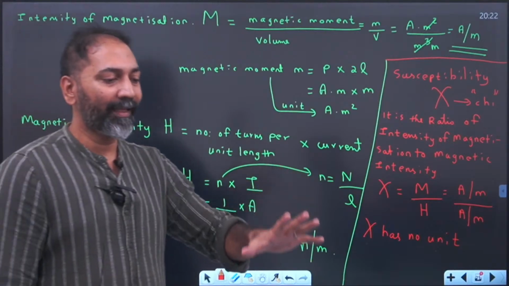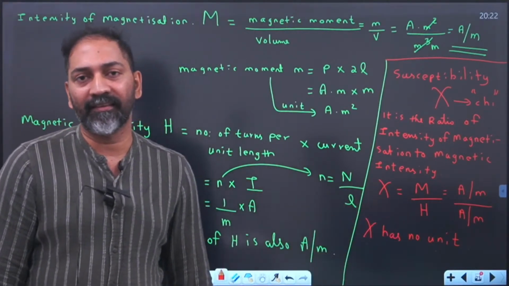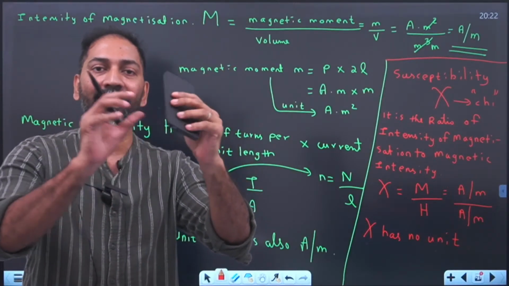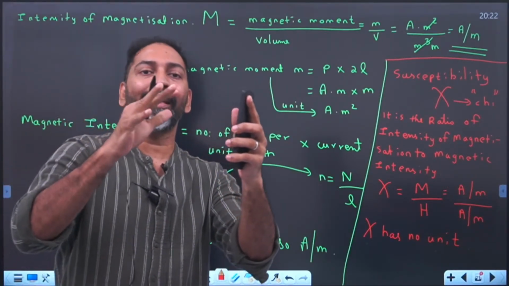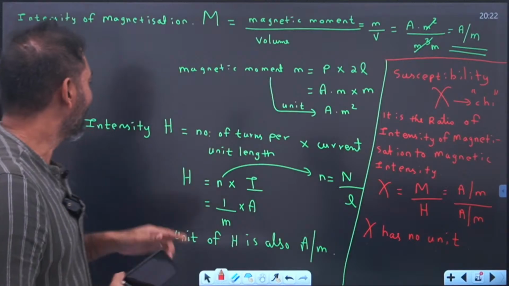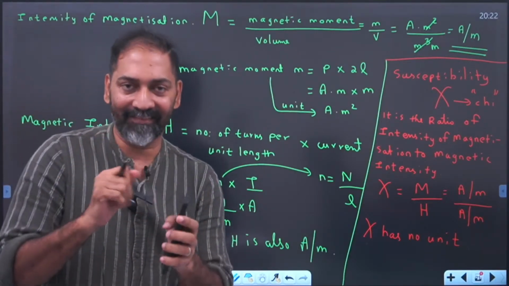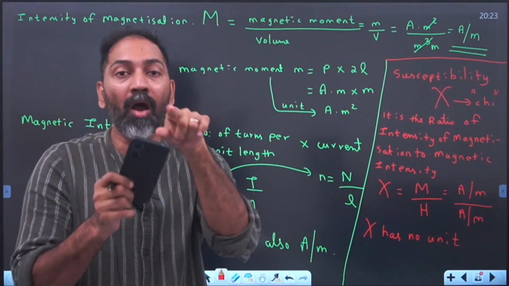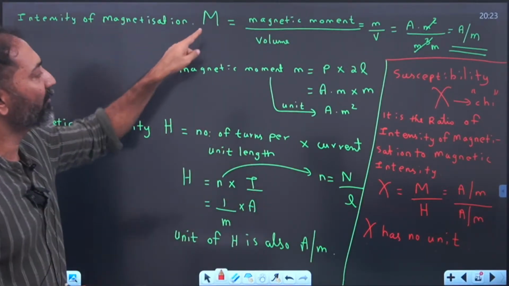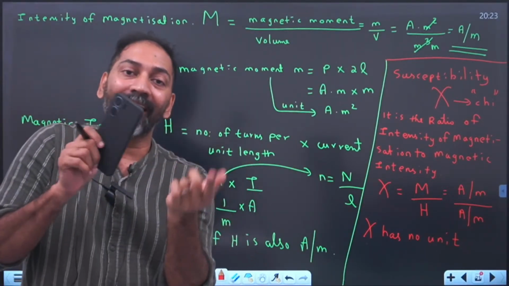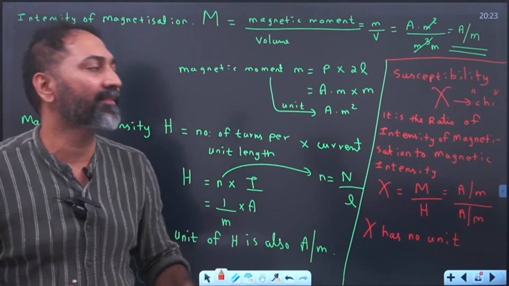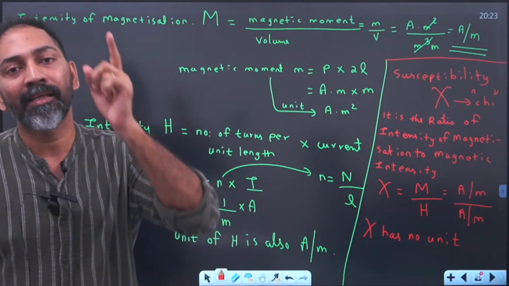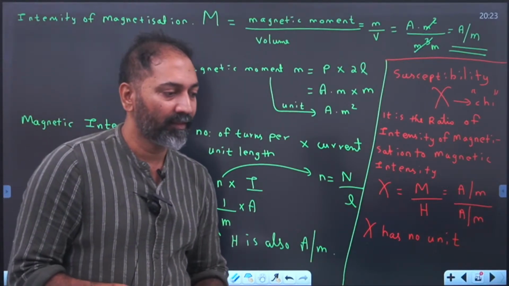I will explain what intensity of magnetization is. If I want to make this material a magnet, I am applying a field H. That is magnetic intensity H. Now, how much magnetic property did this material get? That is intensity of magnetization. And the ratio of these two physical quantities is called susceptibility, which is a dimensionless, unitless constant. Any doubt?